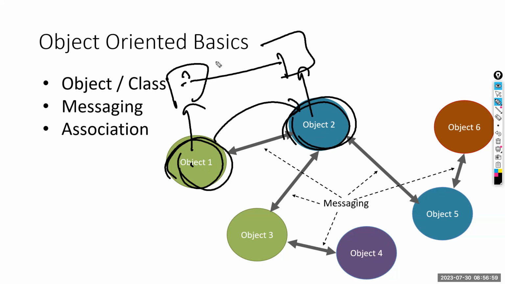If a class A is associated with class B, then objects of class A can call behaviors of objects of class B. Otherwise, no. So there's another class called C, but there's no association. That means an object of class A cannot call behaviors of an object of class C directly. Simple as that. Do you have any questions about that?